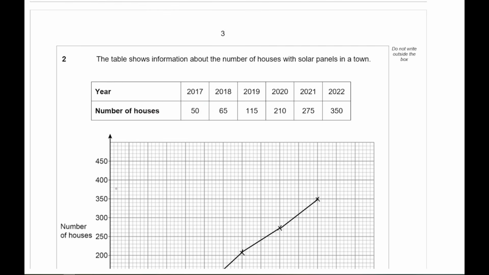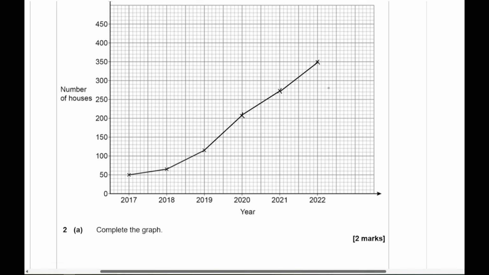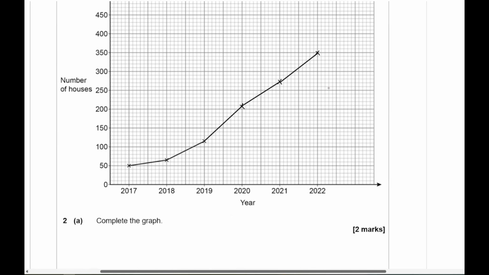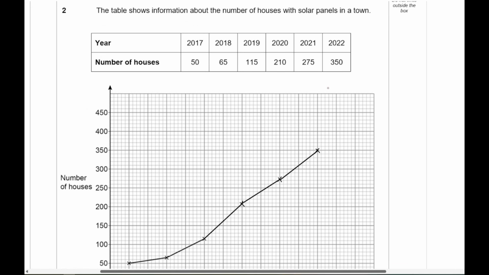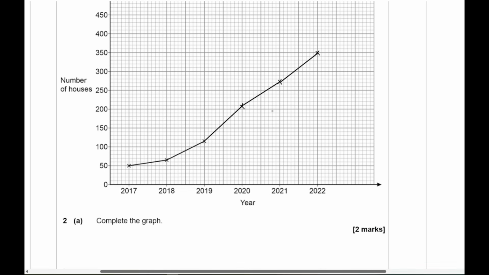Then moving on to question 2, it says the table shows information about the number of houses with solar panels in a town. And question 2a is asking us to complete the graph. So all we then need to do is to plot 2020 against 210, 2021 with 275 and 2022 at 350. So your graph should look something like this.